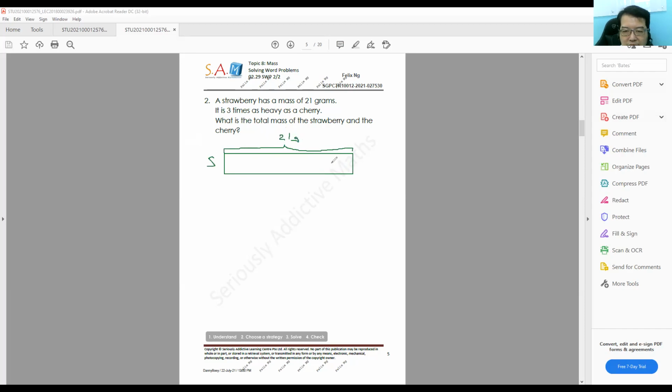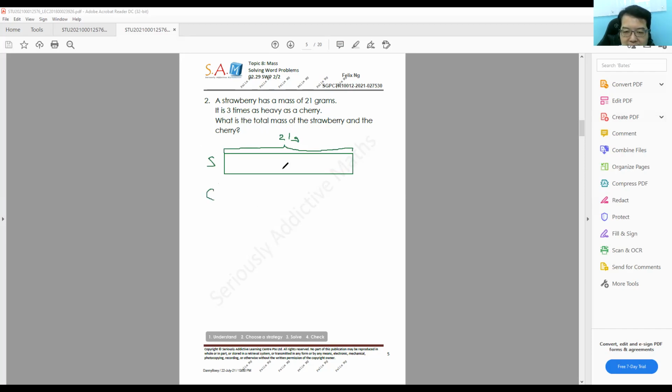Right, I put a unit there, but if you don't put it there, that's fine as well. Then it says that it is 3 times as heavy as a cherry. What does that mean? Does it mean the strawberry is heavier than a cherry? Yes, it is heavier. How many times? 3 times. So what does 3 times mean?